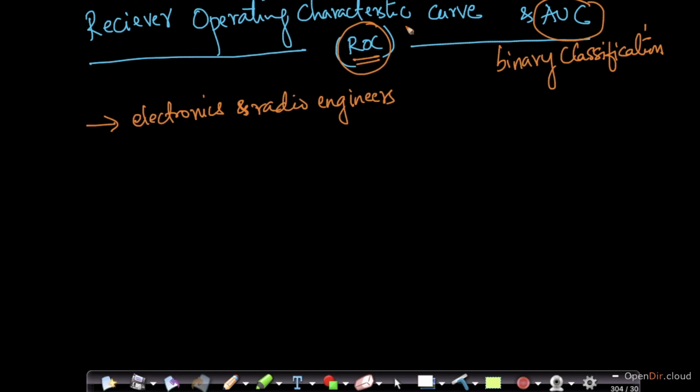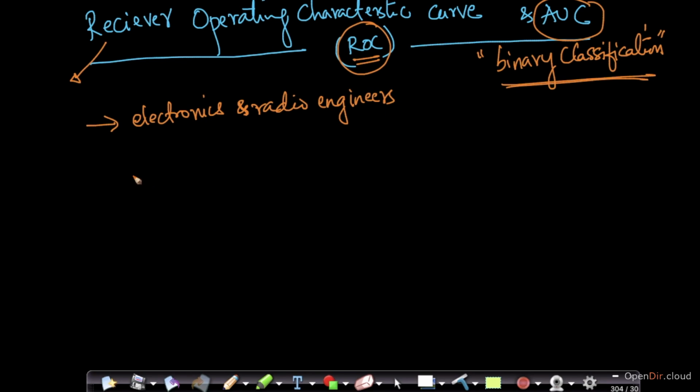If you see the name itself, receiver operating characteristic, it looks very electronics in its naming, right? So that's why machine learning is all about taking all the great ideas from all areas of science, from physics, statistics, electronics engineering, everything that is possible, and incorporating all of it to solve our problems. So let's understand what this is.